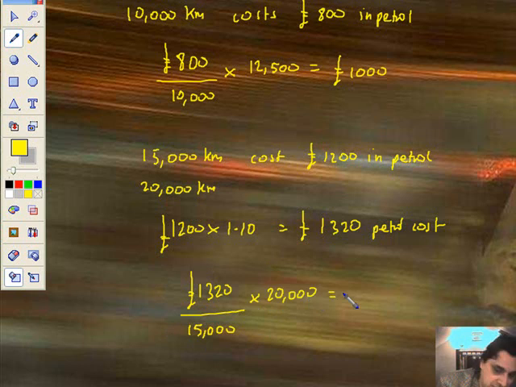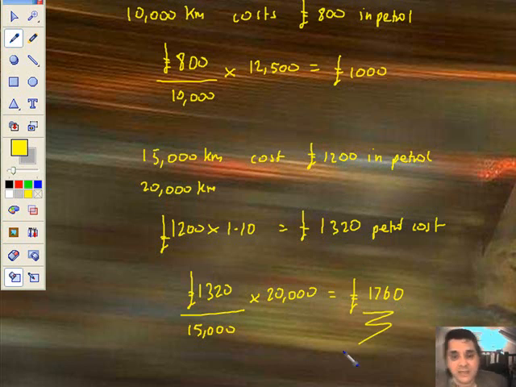So 1320 is with the 10% increase, that's for 15,000 alone. So divide that by 15,000, multiply that by 20,000. It's going to cost me, look at this. Obviously he's going further. It's going to cost him, Mr. Taylor, £1,760, and that's your final answer.